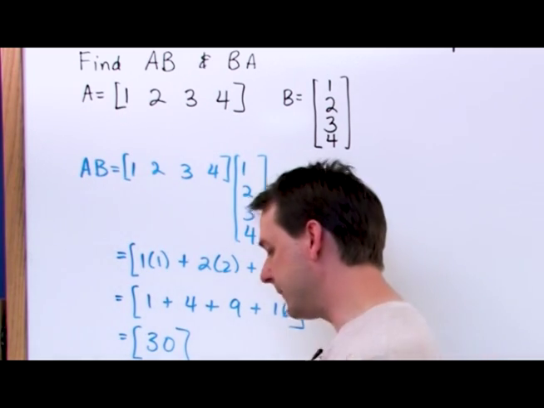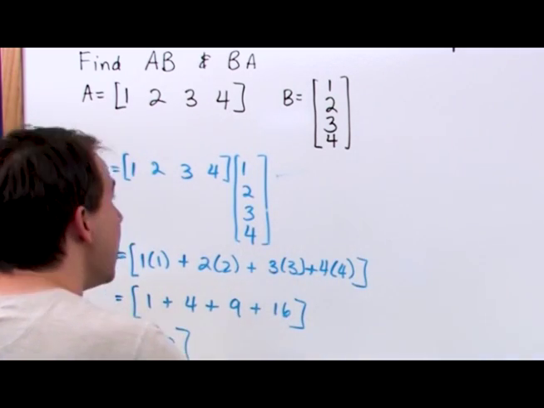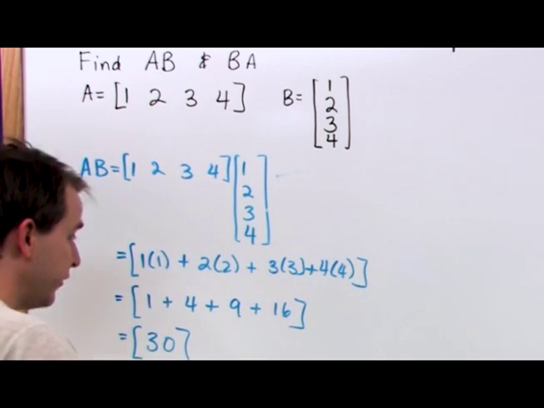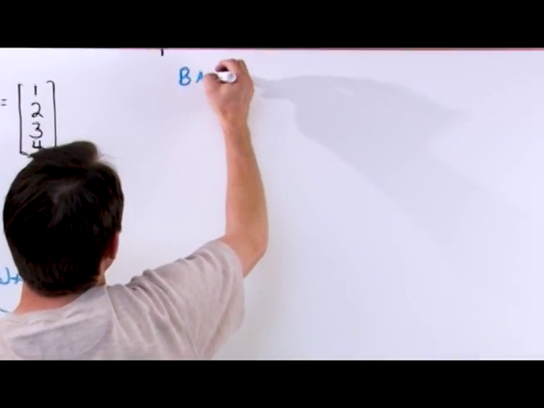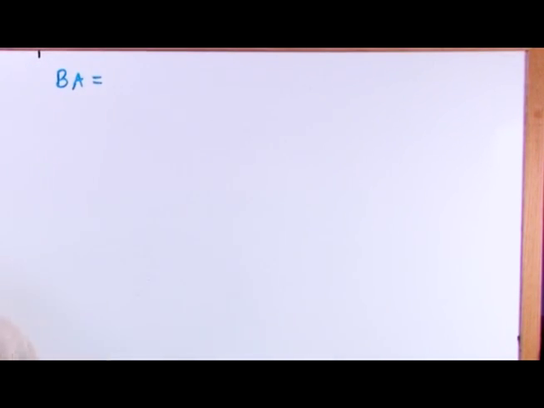Now I want to see what happens if we go in reverse. Okay, I want to see what happens if we go in reverse. And so to do that, we're going to go to the other side of the board here. I want to find out what B times A is. Okay, what B times A is.